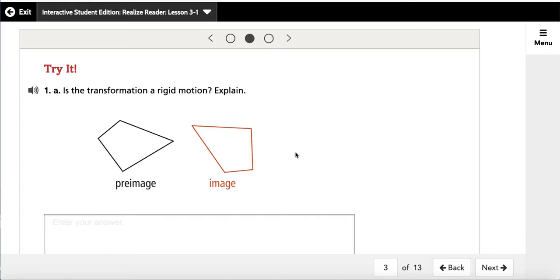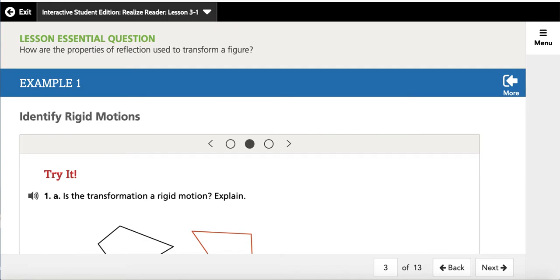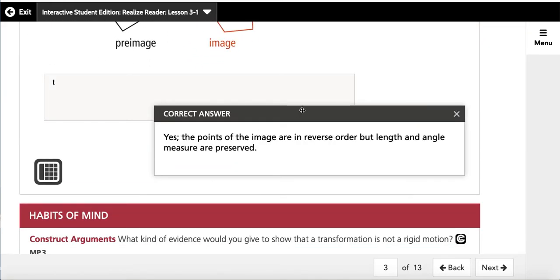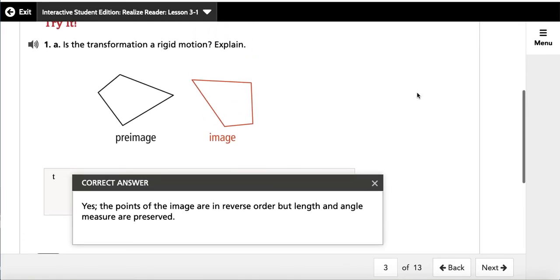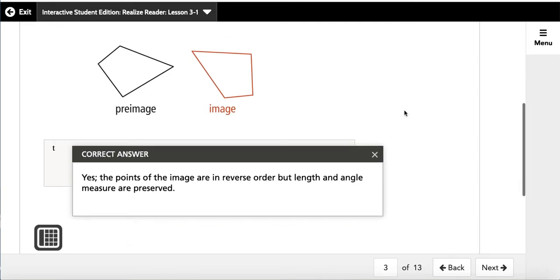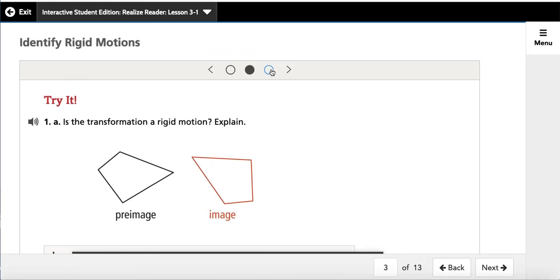I think it's the same thing. Let's see what they wrote. Yes, the points of the image are in reverse order, but length and angle measures are preserved. The points of the image are in reverse order. I just think they rotated it. Rotate is probably a better term to use. Let's look at another one.